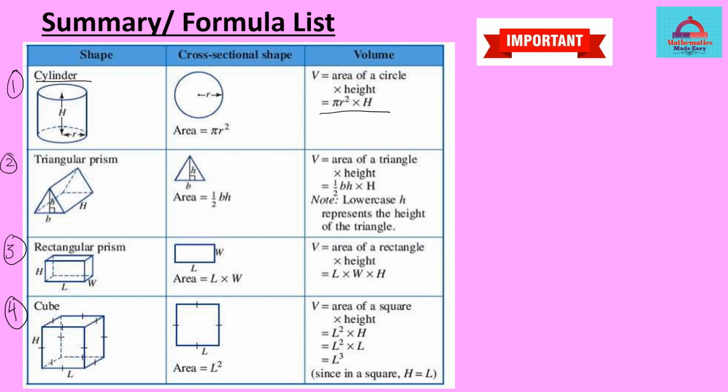For a rectangular prism, the formula for volume changes because the base is a rectangle here. So the formula is going to be length times width times height. And for a cube with square as the base, the formula for volume is going to be L cube, since it will have all the sides of equal length. That was the summary of the lesson, the formula list that is very important, and you should be remembering it, learning it, so that you can use the correct formula and solve your question correctly and reach the correct solution.